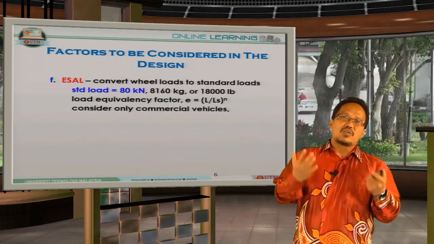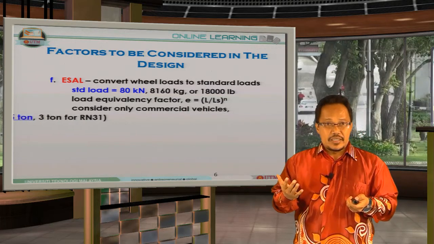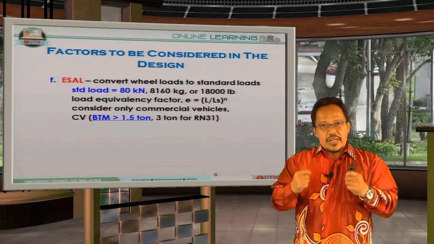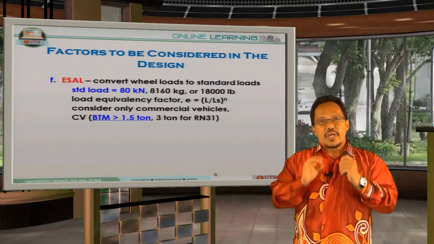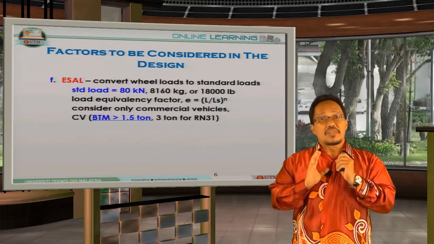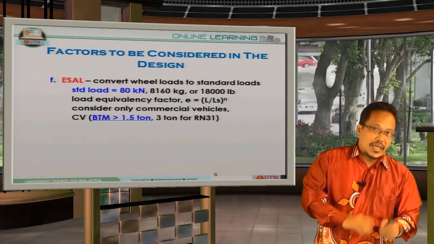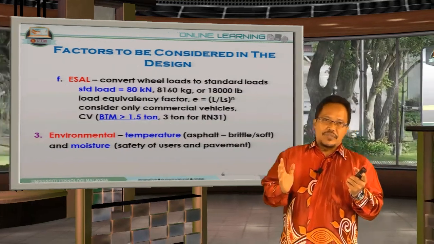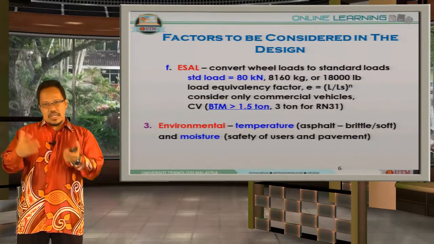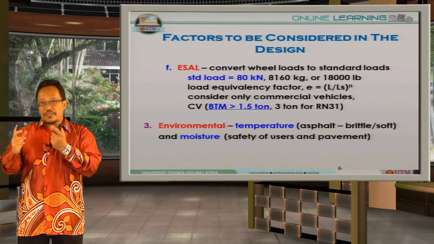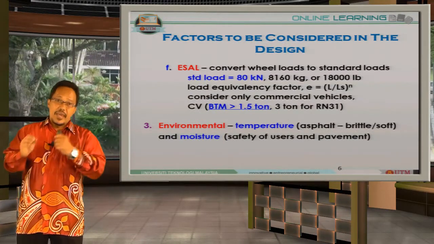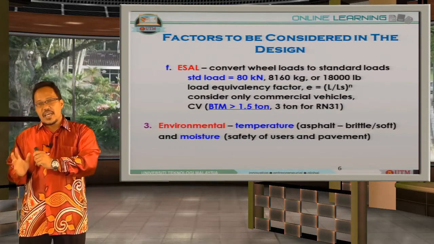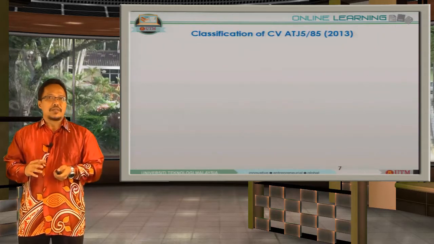Okay, and we only consider commercial vehicles. A commercial vehicle is a vehicle with an unladen weight of more than 1.5 ton for Arahan Teknik Jalan and 3 ton for Road Note 31. The third factor is environmental, of course, temperature, because asphalt is very temperature susceptible, and moisture. Moisture matters for the safety of the road users and for the safety of our pavement.